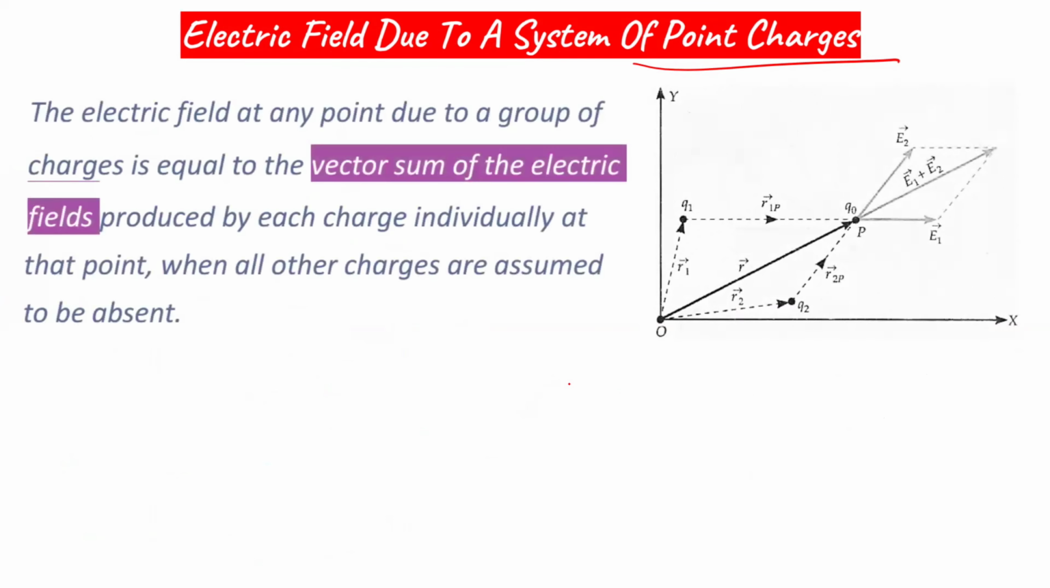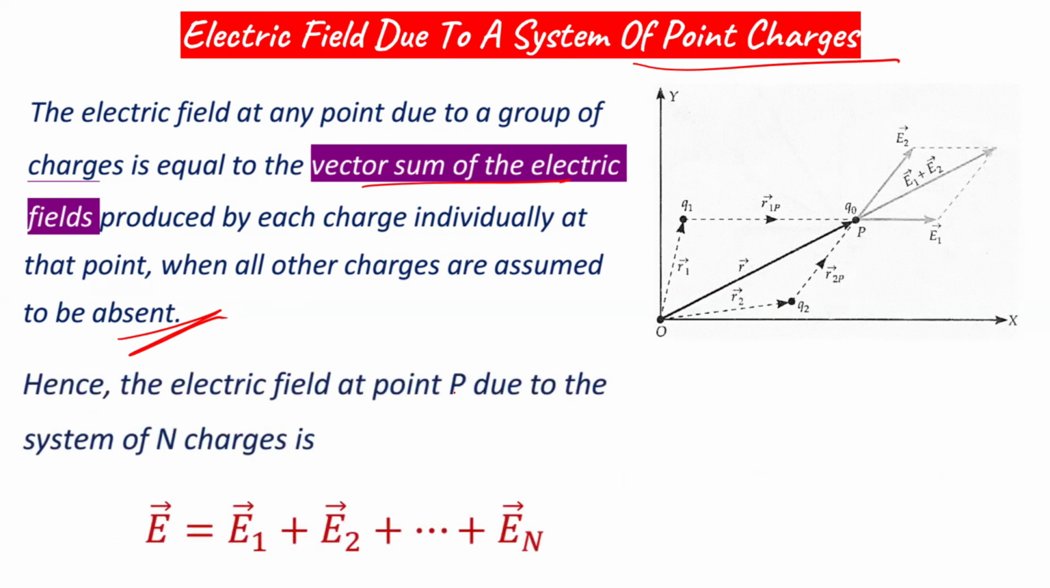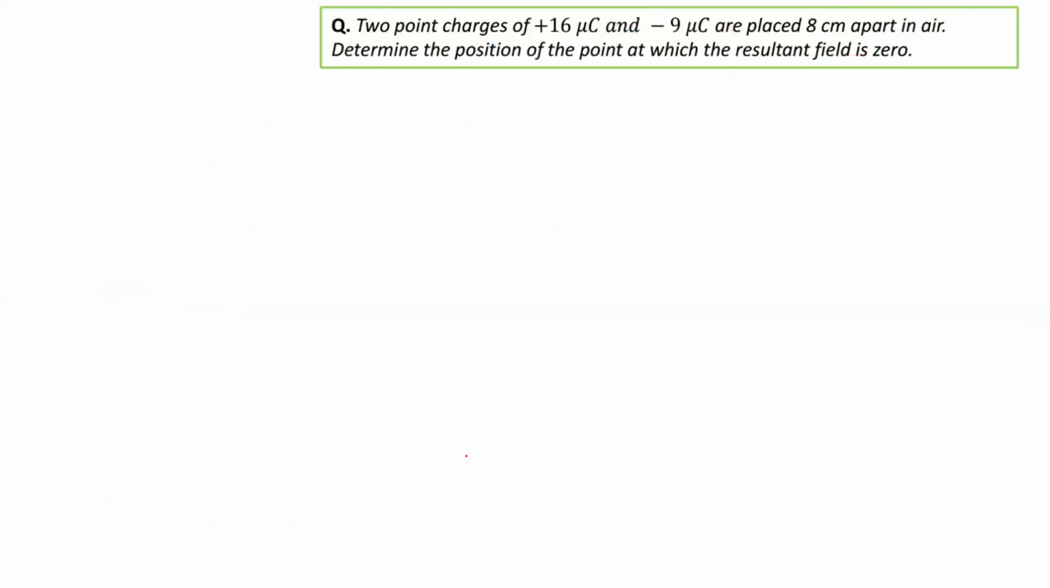In that case, the electric field at any point due to a group of charges is equal to the vector sum of the electric field produced by each charge individually at that point when all other charges are assumed to be absent, right? So this is a kind of superposition principle. As per this diagram, the electric field at point P due to the system of n charges, that is E vector, is equal to E1 vector plus E2 vector up to En vector. Okay, now see another problem to illustrate the superposition principle.